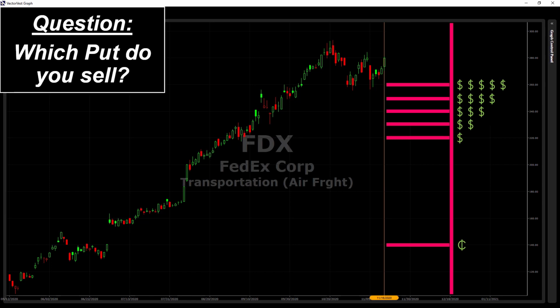Why is that? Well, since the seller is taking on obligations, and there's more of a chance the price will hit this line than this one way down here, he'll want to get paid more for that. So let's look at a case study of the put spread that I sold.